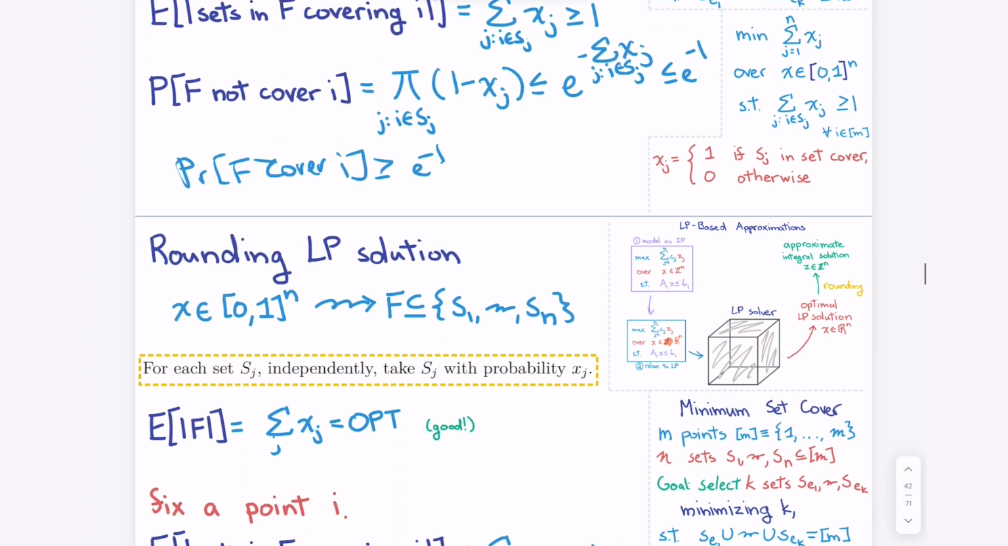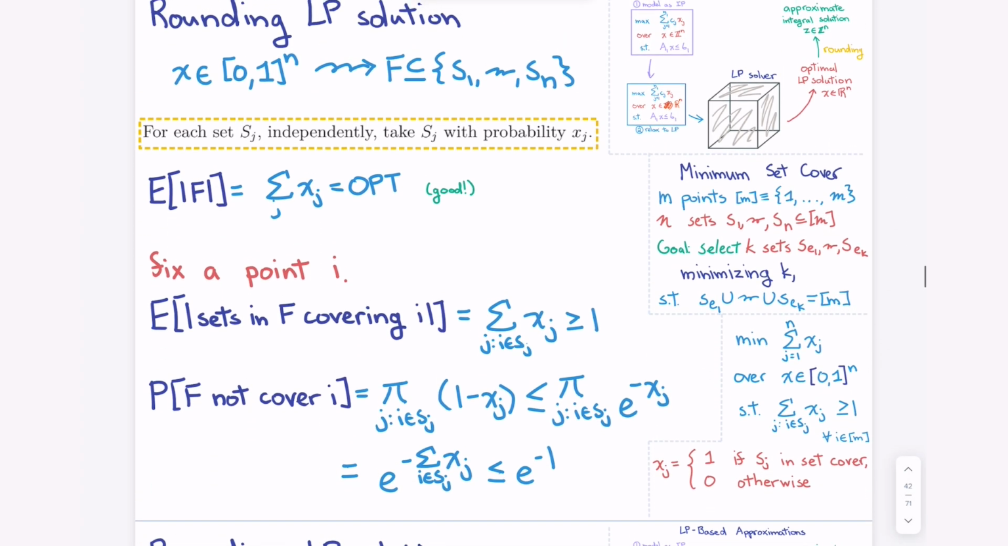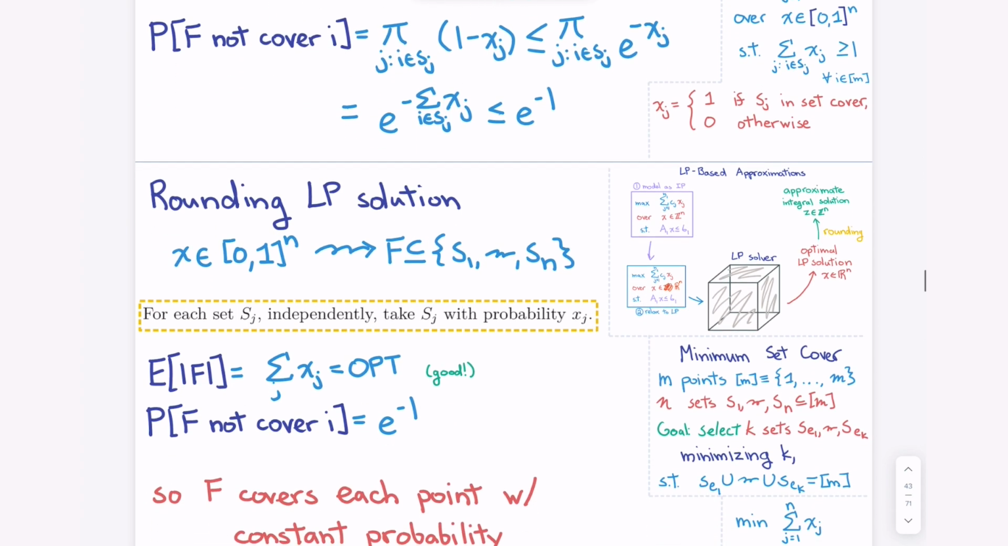Okay. 1 minus 1 over e. I'm just keeping you on your toes. Okay. All right. So good.